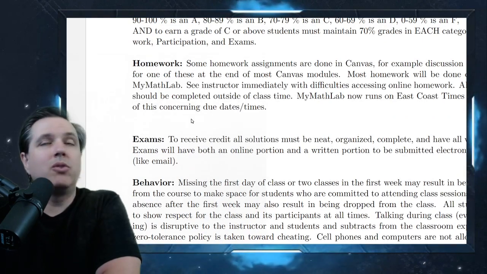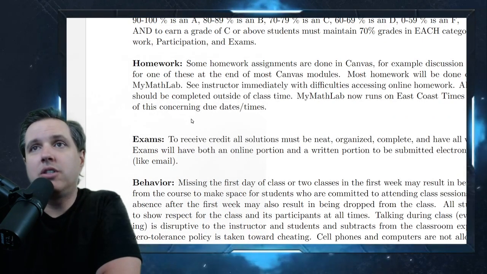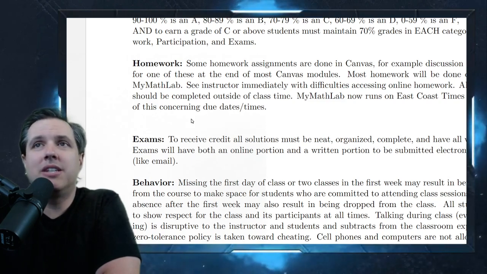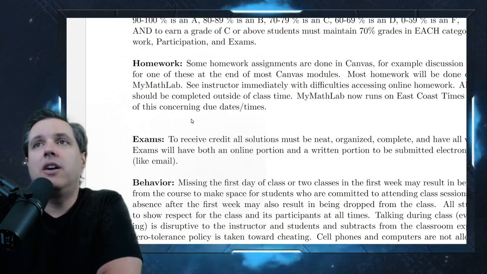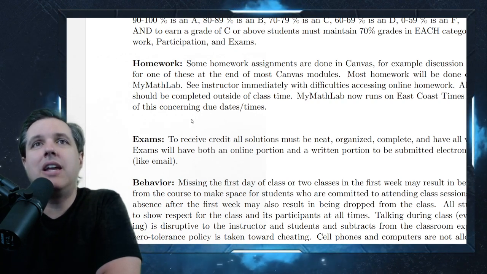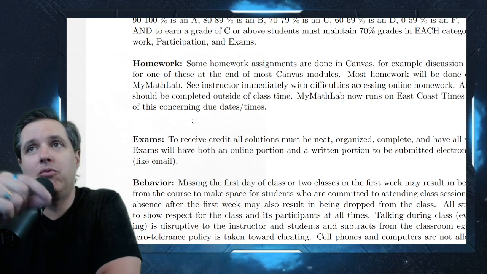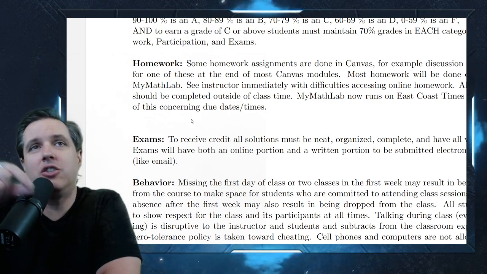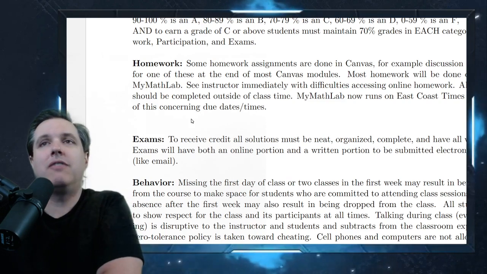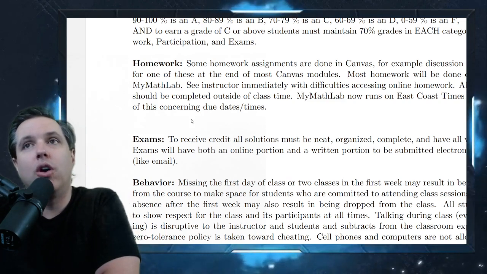Exams. Your exams will have both a written portion that you'll submit to me and an electronic portion. It'll be like the homework assignments, except the rules will be a little bit different as far as the amount of time given and stuff like that. And then there's a written portion which you'll submit where you have to write out all the solutions, just like if you were in class. You can't do a whole problem and just write 7. You have to show me the work of what you did, right?